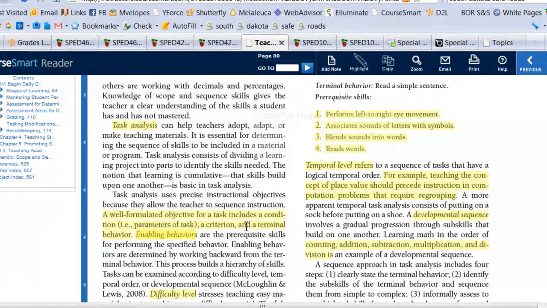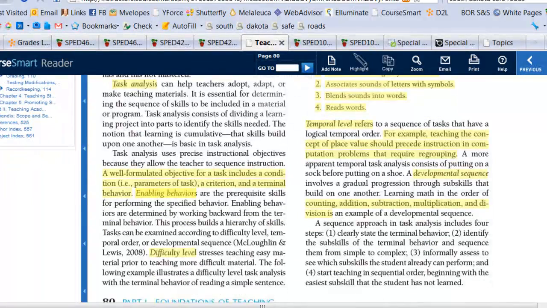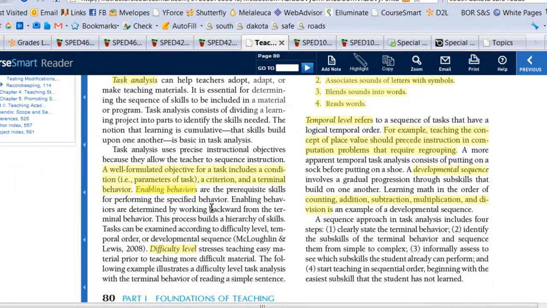A well-formulated objective for a task includes a condition. Remember we wrote IEPs? This is the same. It has a condition, a criterion, and the behavior. So like enabling behaviors are those prerequisites that perform the specific behavior. Enabling behaviors are determined by working backward from this. The process builds a hierarchy of skills. And then there's the difficulty level. It stresses teaching easy material prior to teaching this. The following example illustrates this.